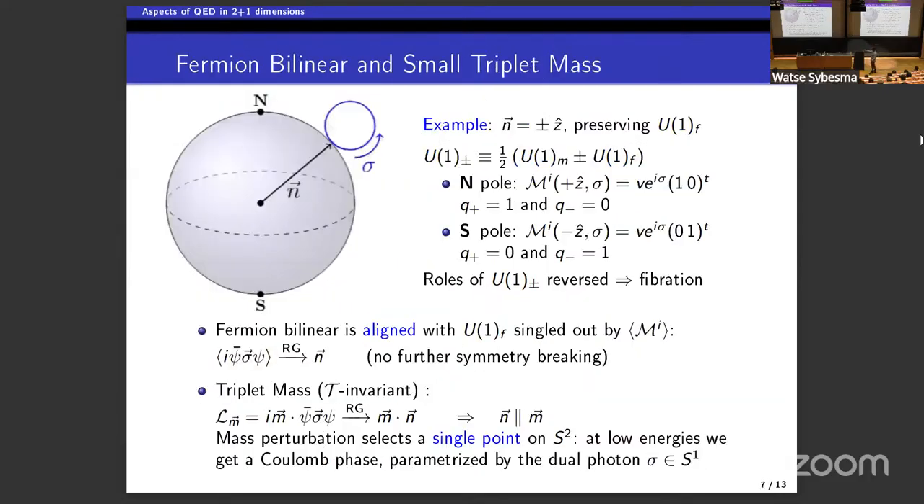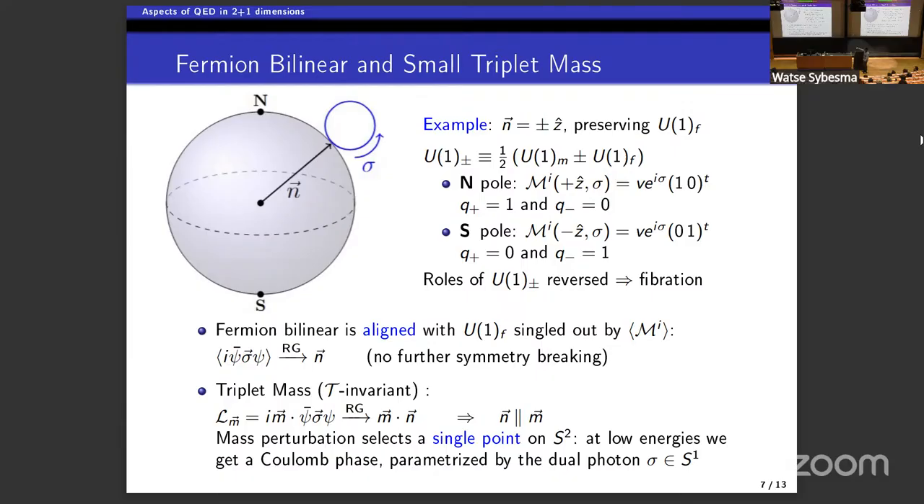Okay, this is a representation of what I'm saying. So there is an S2, and at each point on the S2, there is a fiber S1. So let's do an example. Let's take as a direction on the sphere the north pole and the south pole, so the Z direction. And this preserves some U1 Cartan, no? The rotation around this axis.